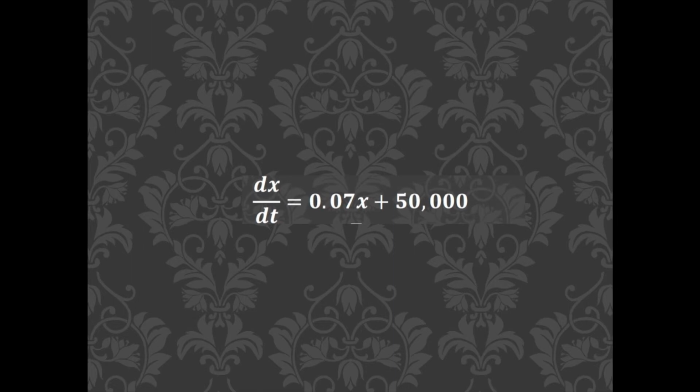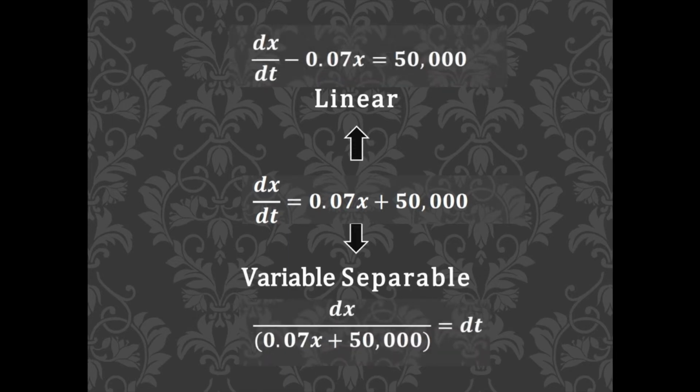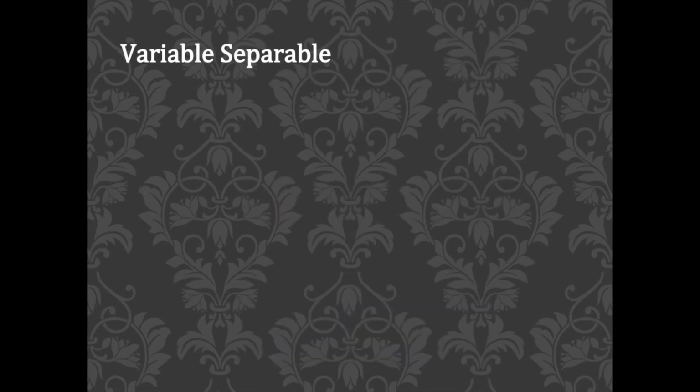dx/dt = 0.07x + 50,000 can be solved in two ways. If we rearrange the equation, we can form a linear or variable separable equation. We can solve either one, but we choose the variable separable equation in this video since the linear one involves a lot of integration and would take a longer time to solve.